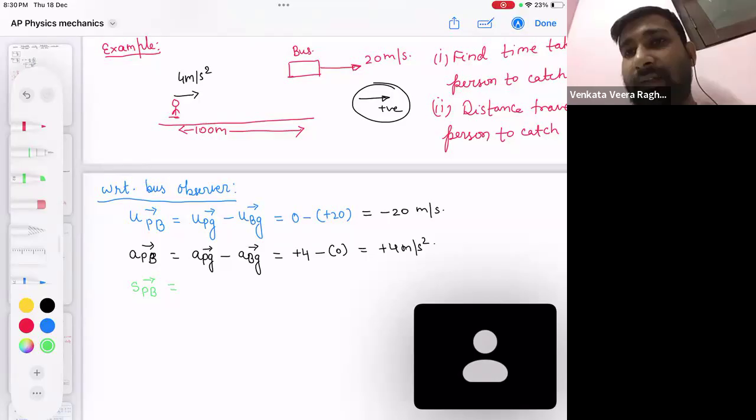The displacement of the person with respect to the bus is 100 meters, and that displacement is towards the right, that's why plus 100. You see, the initial velocity of the person with respect to the bus is known, the acceleration with respect to the bus is known, and the displacement with respect to the bus is known. So three are known.